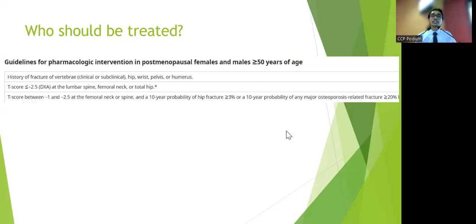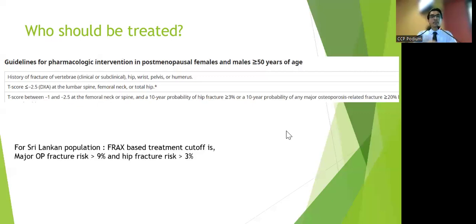And in the patients in the range of osteopenia, that is T-score between minus 1 and minus 2.5, then we need to calculate the FRAX and then start the treatment according to the FRAX. The FRAX cutoff for these patients for the Sri Lankan population is somewhat different from the international guidelines. So for the Sri Lankan population, the FRAX cutoff for major osteoporotic fractures is more than 9% rather than 10%, and for hip fractures, it is more than 3%. If this is there, we need to start treatment for the osteopenic range patients.